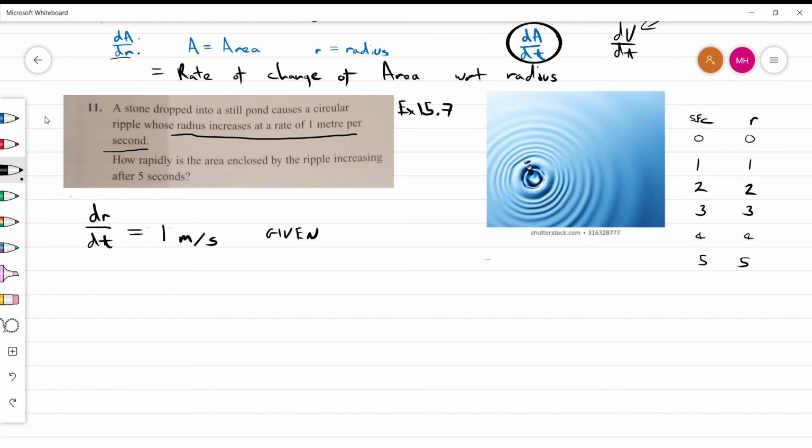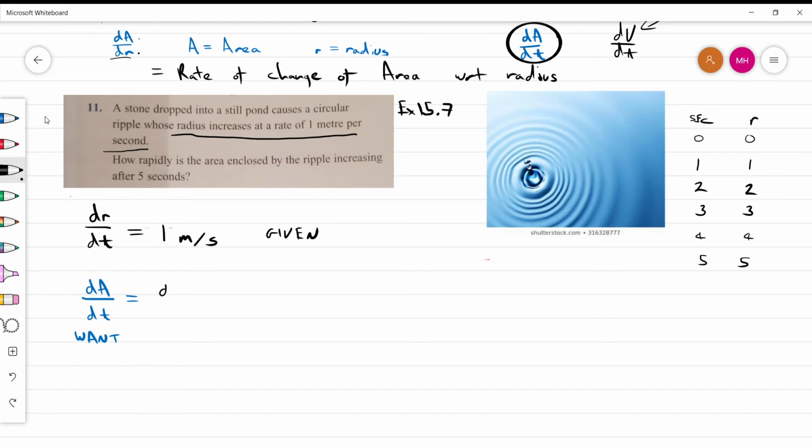But how rapidly is the area enclosed by the ripple increasing? This can be the tricky bit to work out. What they're actually wanting us to find out is dA, it has to do with A. How is the area changing with respect to time? How is it increasing? So we want to find out dA/dt. This is what we want, dA/dt. But we don't have any formula with A and t in it. So this is a slight issue here. But watch what we'll do.